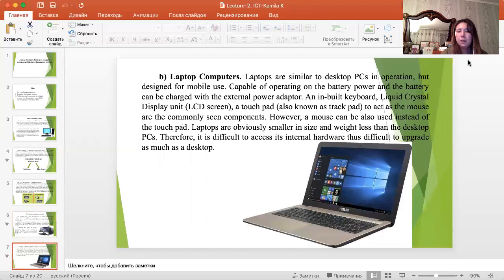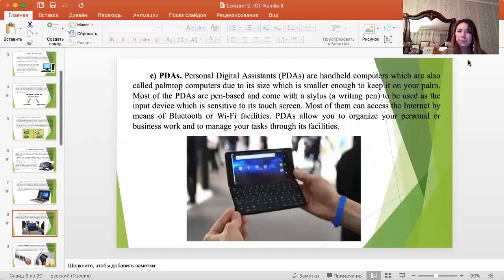Laptop computers. Laptops are similar to desktop PCs in operation, but designed for mobile use. Capable of operating on battery power, and the battery can be charged with an external power adapter. An inbuilt keyboard, liquid crystal display unit (LCD screen), and a touchpad, also known as a trackpad, are the commonly seen components. However, a mouse can also be used instead of the touchpad. Laptops are obviously smaller in size and weigh less than desktop PCs. Therefore, it is difficult to access external hardware, and thus difficult to upgrade as much as a desktop.